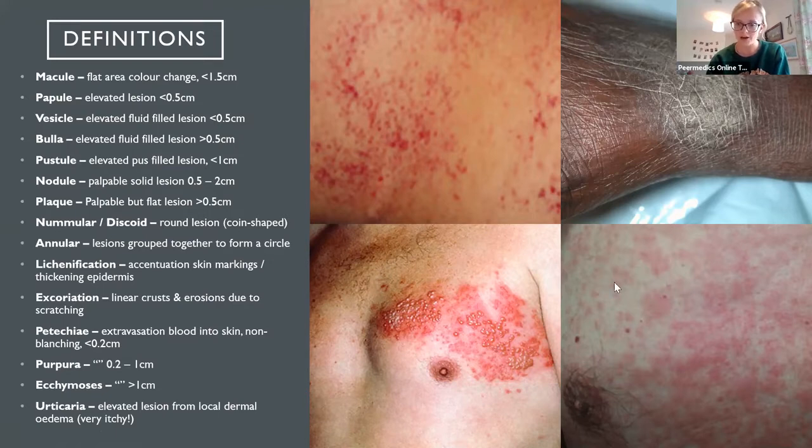So the difference here, the macules are the more flat areas. Sorry, lichenification. You might see it if I've covered it with the camera, it is just a thickening of the skin markings. So you can see it, sorry, I'm not sure if you can see my mouse or not on the screen, but those are like extra white bits in this thickening of the lines of the skin.